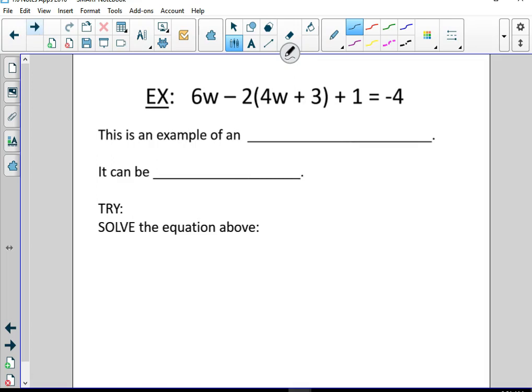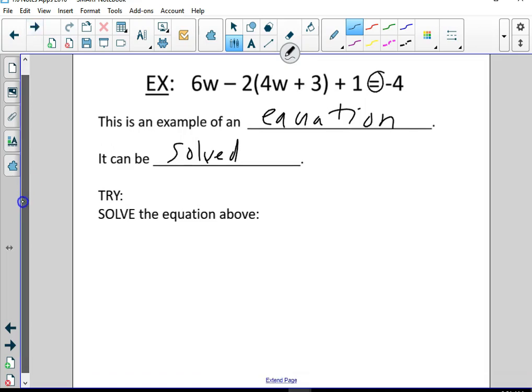All right, what is this? An equation, because of that equal sign right there. Okay, so it can be solved. Very good. So it can be solved. Okay, the equation above, we're just going to solve that. So we're going to rewrite it.